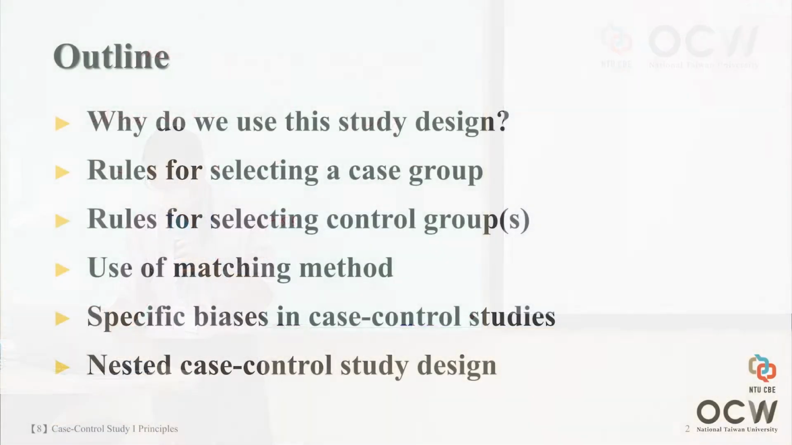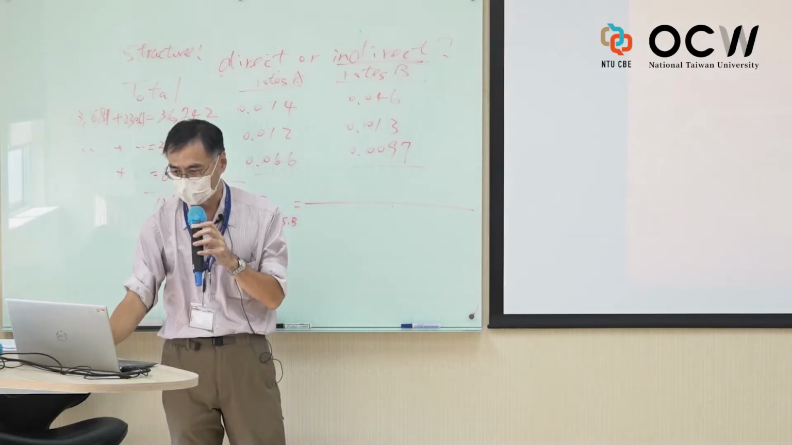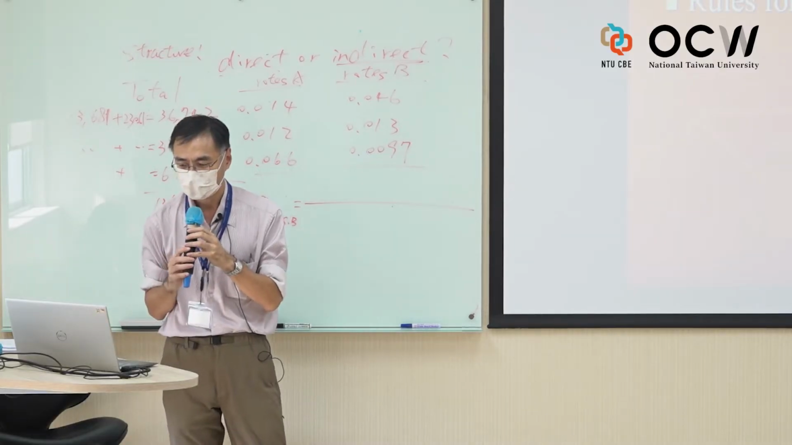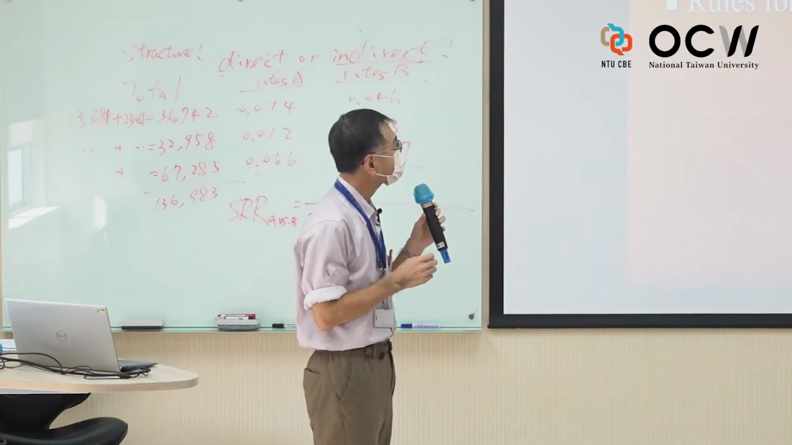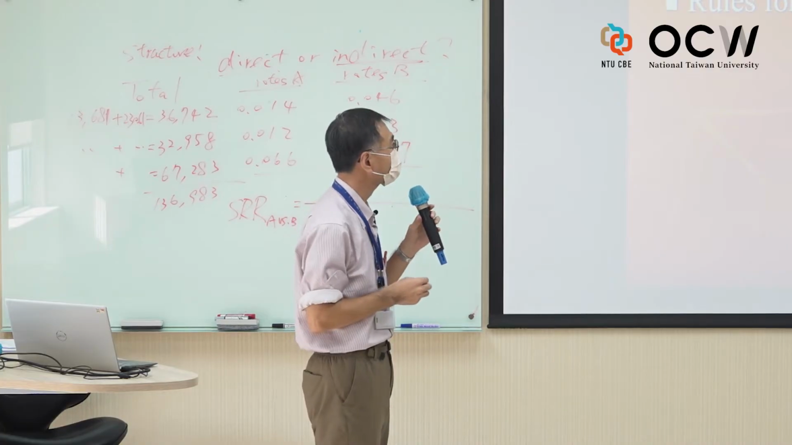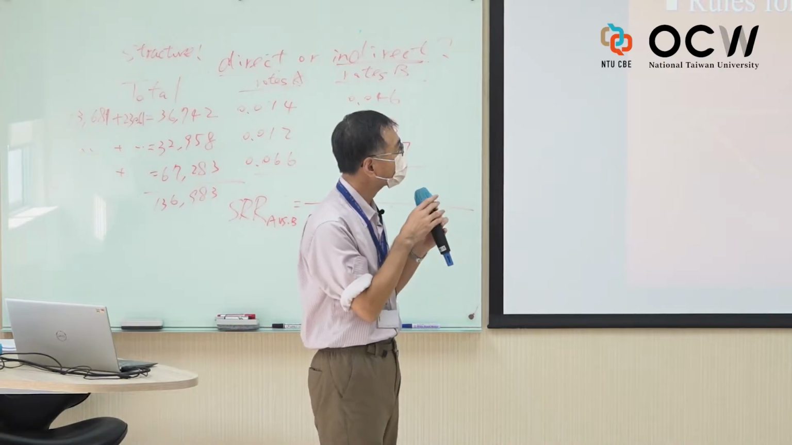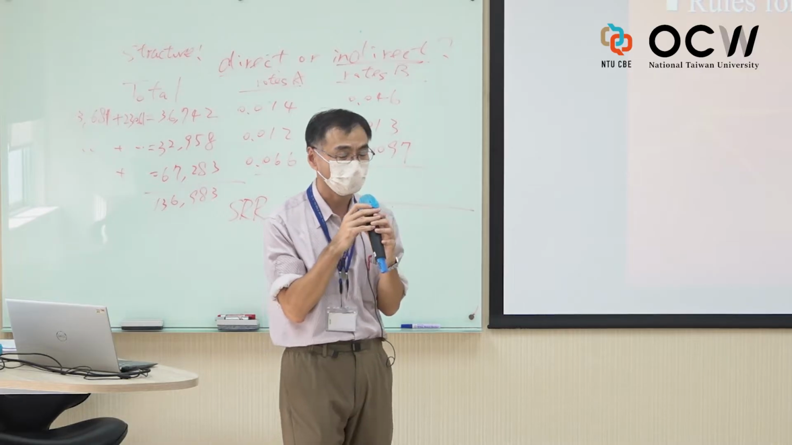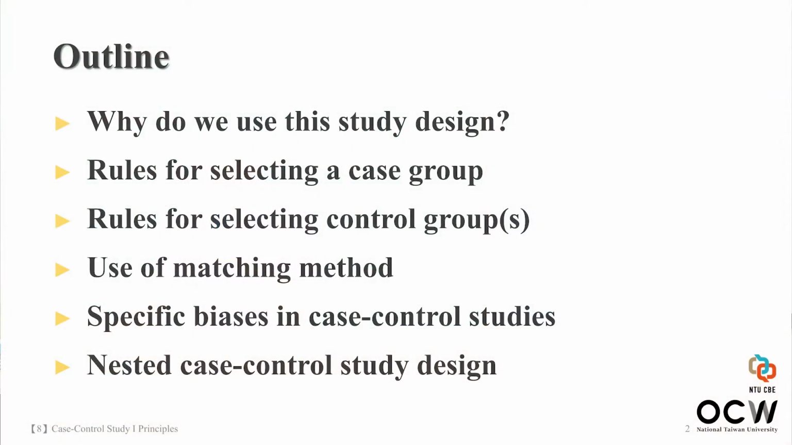Here's the outline. First of all, I'm going to talk about the rationale, about why we need to use this kind of study design. The advantage, disadvantage, and sometimes it's kind of a must to save time and money. So that's the background information about it. And then I'll lead you through the rules for how to choose or select an appropriate control group. Also, it's important, or even more important, to know the rule for selecting control groups.